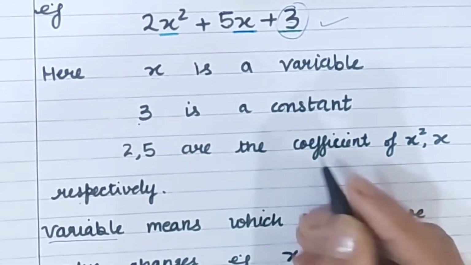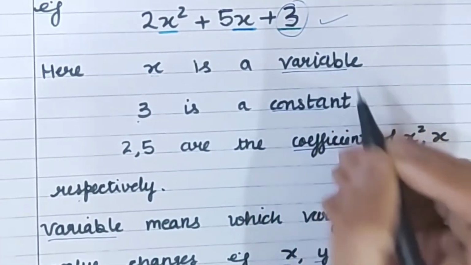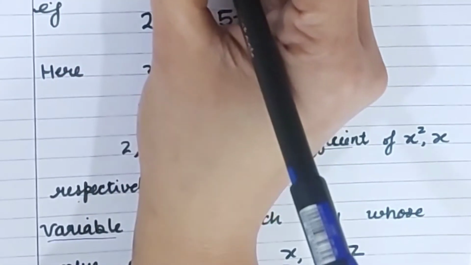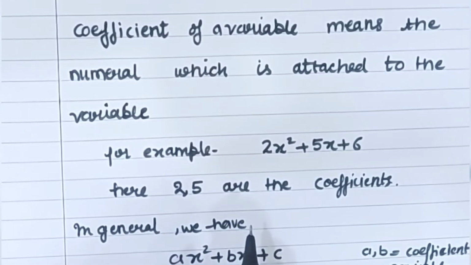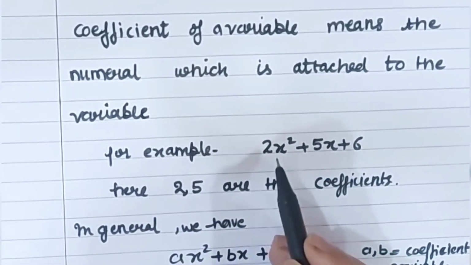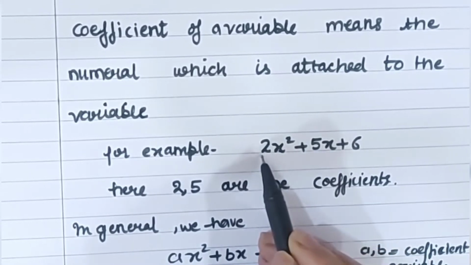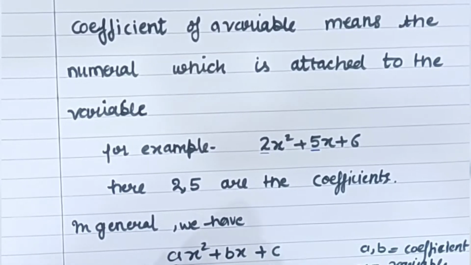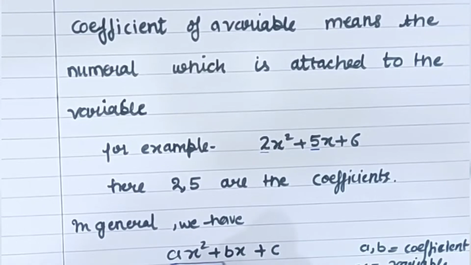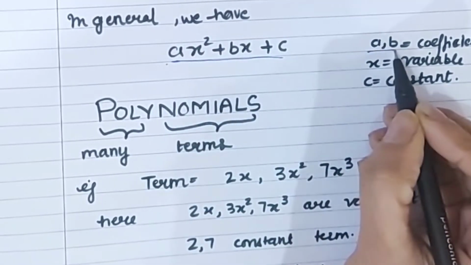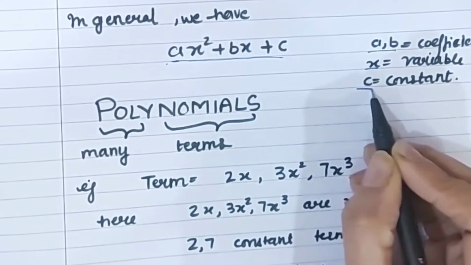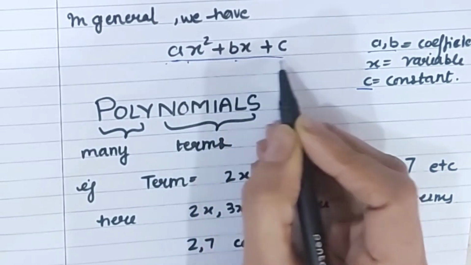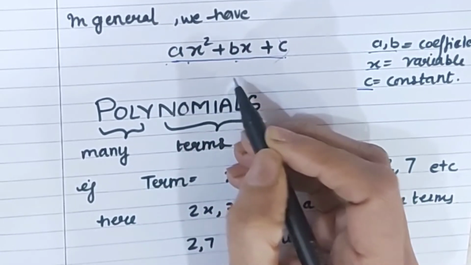Okay, we learned three things: coefficient, constant, variable, and these three collectively form an algebraic expression, right? So coefficient of a variable means the term which is connected with the variable is the coefficient of that variable. In general we can say ax square plus bx plus c is an algebraic expression where a and b are the coefficients, x is a variable and c is a constant term. We have three terms, ax square, bx and c, and they collectively form an algebraic expression.